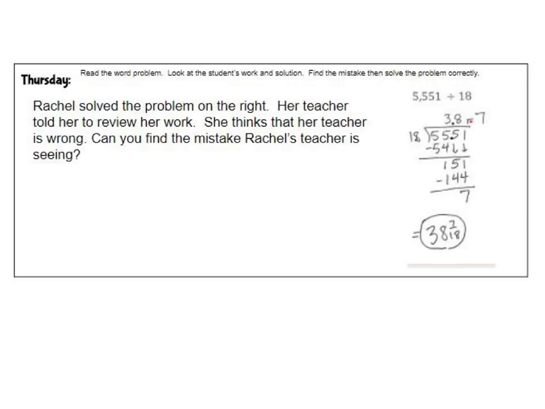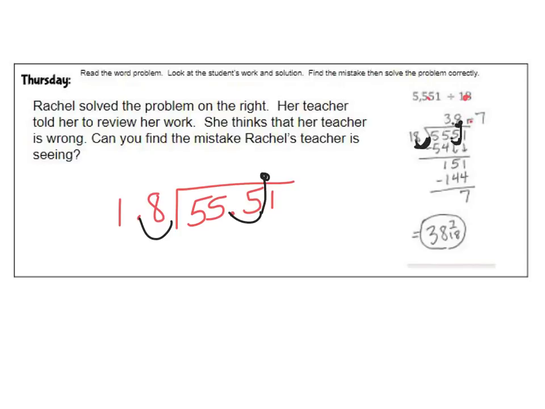So let's look at the mistake. So we know that we have 5,551 divided by 18. Actually, there's a missing decimal. So let's go ahead and write that correctly. So you have 55 and 51 hundredths divided by 1 and 8 tenths. So let's go ahead and kick the ball to the wall. So that means this is going straight up here. So if you look at it, you could see the mistake that she did not kick the ball to the wall. So then she needed to bring it up here, not there.